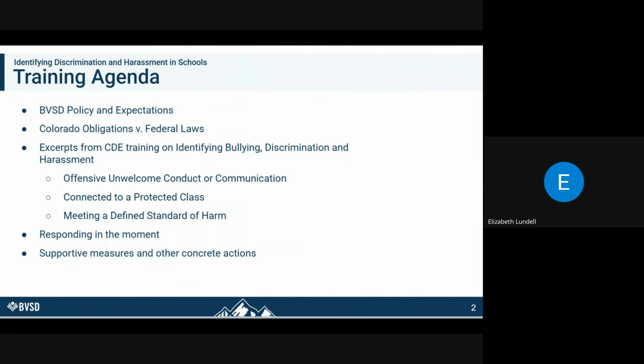The CDE training covers what offensive conduct or communications could be discrimination or harassment, what are protected classes, and what does it mean to be connected to a protected class? How do we know that the communication is significant or serious enough to rise to the level of being discrimination or harassment? And how to respond in the moment, as well as supportive measures and other concrete responsive actions.